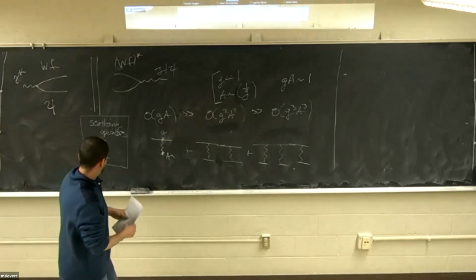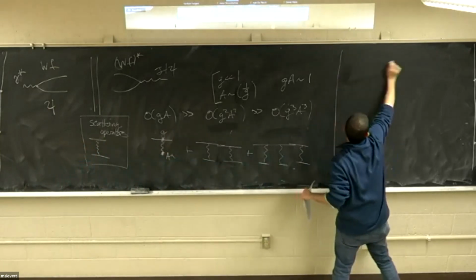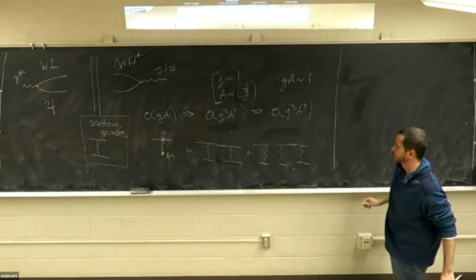So I had wanted to go through a nice derivation of the Wilson line itself, but I don't think I have all of my notes together to be able to do it.